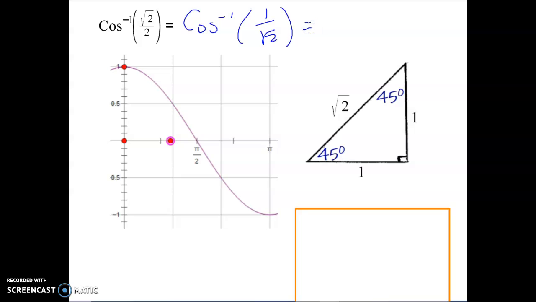Okay, so I want the positive answer. Is my positive answer going to be here in the first quadrant, or is my positive answer going to be here in the second quadrant? Well, that's going to be a first quadrant answer for that positive angle. And in the first quadrant, the reference angle is the angle. So in degrees, that would be 45 degrees. In radians, that would be pi over 4. And you can multiply 45 times pi over 180 if you need to change it into radians.